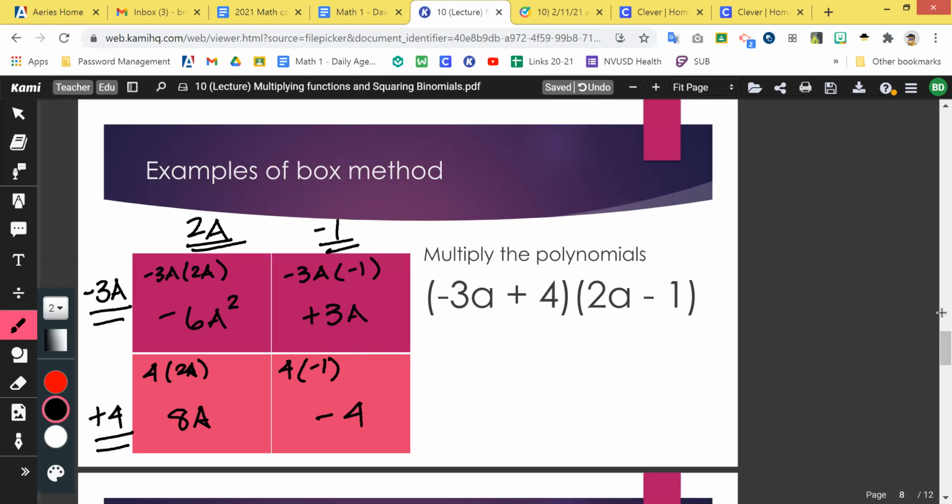Okay, we write out our terms. -6a squared plus 3a plus 8a, and then -4. Again, the same patterns that we've been seeing repeat again. We have a squared, then we have 2 terms with just regular a and then a regular number. The 2 terms in the middle are going to combine together. So our final answer, -6a squared plus 11a minus 4.